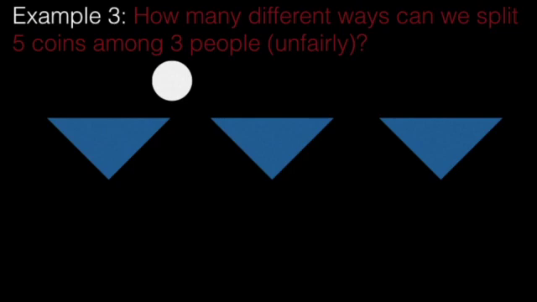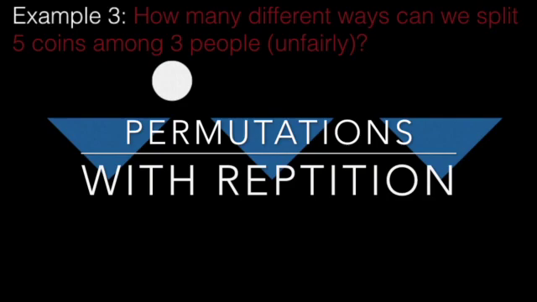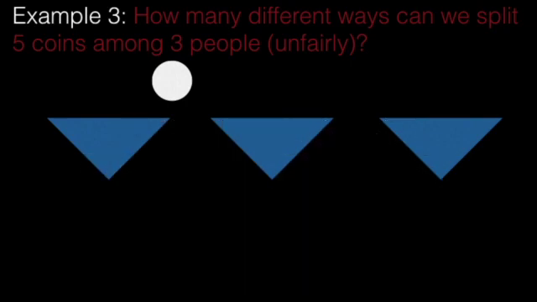Example 3 looks similar to the ones we've already seen, but yet again, slight difference in the kind of situation. How many different ways can we split 5 coins among 3 people? All right, and I say unfairly because the first guy could get all 5, or he could get none of them, or he could get 3 of them. All right, so this is how to look at this situation.